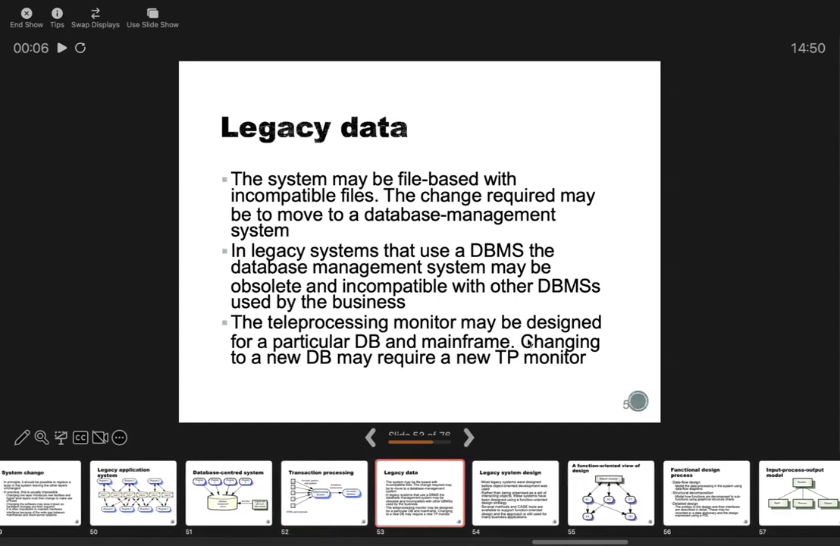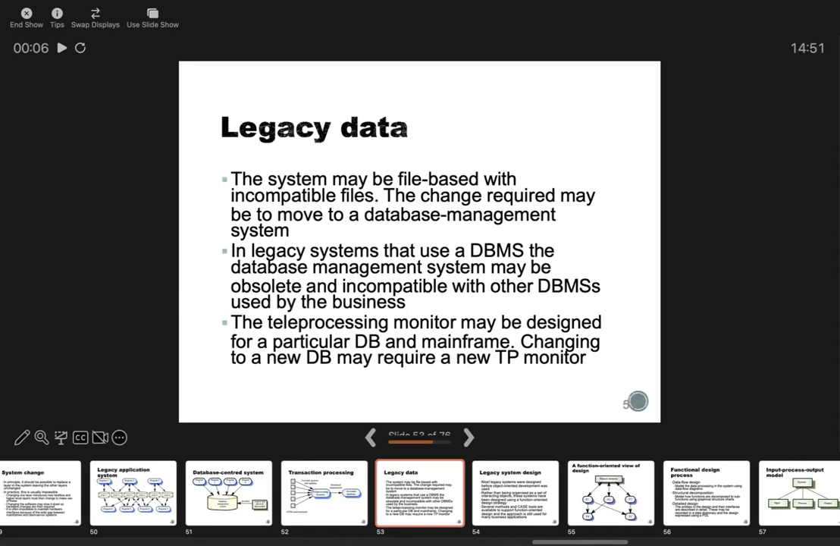So in the legacy system, the system might be filed based on incompatible files. They might use a DBMS, but those DBMS actually are not suitable with maybe a teleprocessing monitor system. So there are so many issues, because we have different types of database in recent times, maybe Oracle, MySQL, or Postgres. So there are some others.